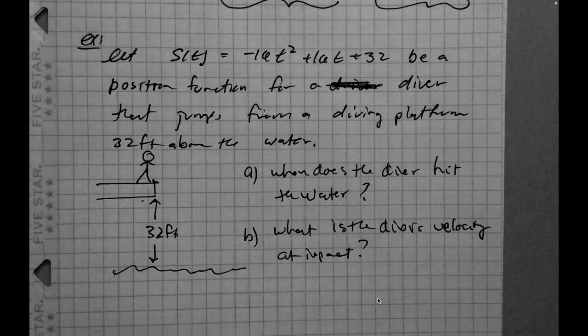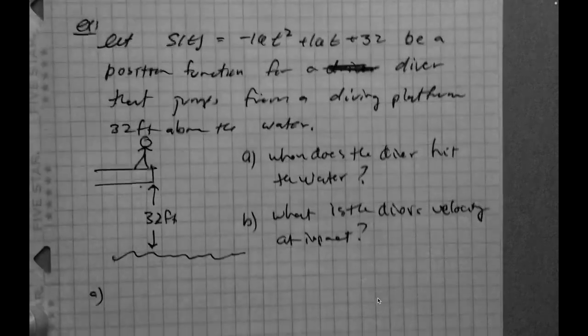All right, so I jump off of this diving platform and I do this dive towards the water. First question, when do I hit the water? How long does it take me? Given this position function, I should be able to figure that out. And second question is, well, when I do hit the water, whatever time that happens to be, what's my velocity? Okay, so let's start with A here.